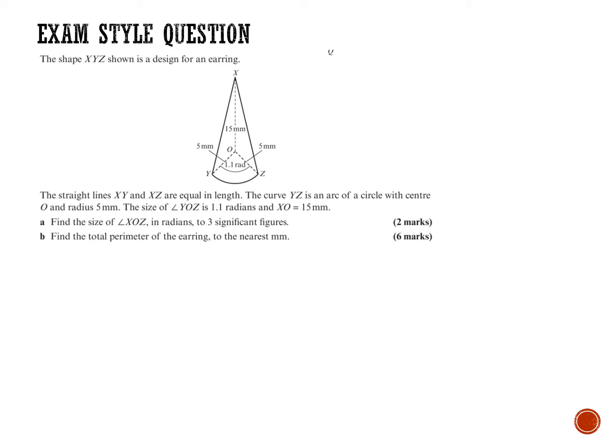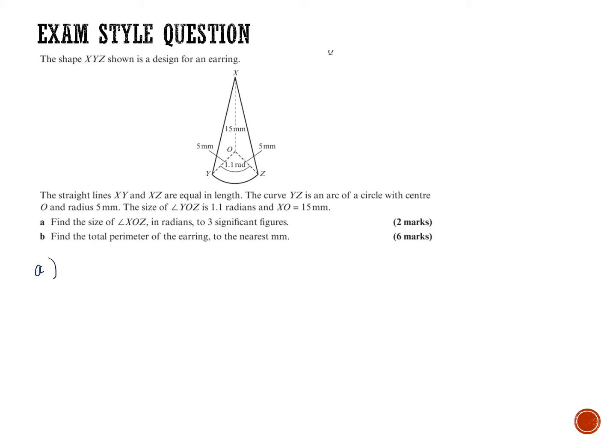So they've marked all the measurements on there. I'm just reading through the words. It says XY and XZ are equal in length, so it's a symmetrical shape. And the curve YZ is an arc of a circle. The angle that makes that arc is 1.1 radians. It also tells you that X to O is 15 millimeters, which is marked on there, and the radius of the circle is 5 millimeters. So all of the information is marked on my diagram. Always worth checking though.